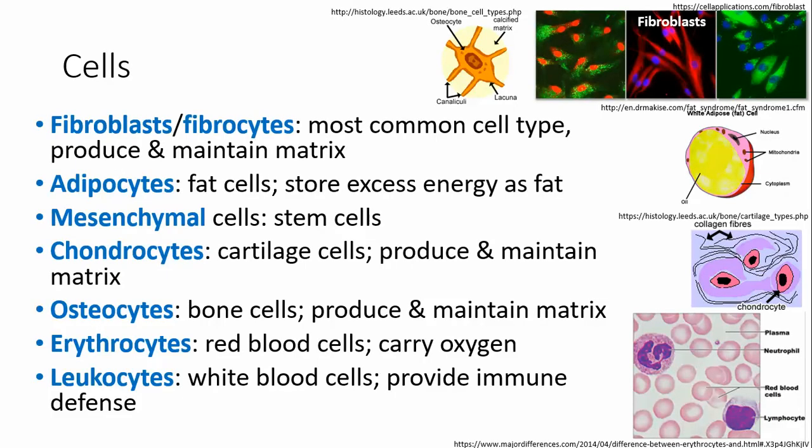So, depending on the specific type of connective tissue you're looking at, you'll find a number of different cells. The one that's most common in most types of connective tissue are fibroblasts, also known as fibrocytes. And just remember, what does cytes mean? It means cells. So all the rest of these words, adipocytes, chondrocytes, osteocytes, erythrocytes, leukocytes, those are all types of cells. Fibroblasts are the most common type of cell that's located in connective tissue. Their job is to produce and maintain the matrix that's around them.